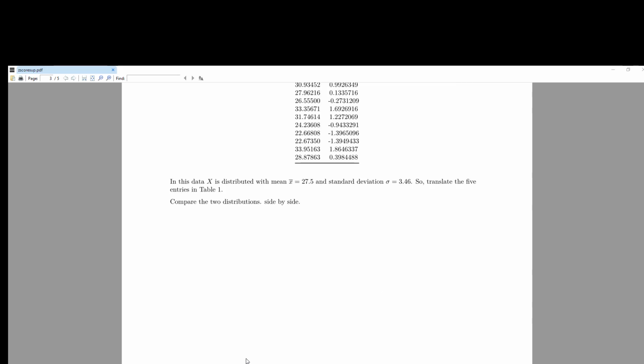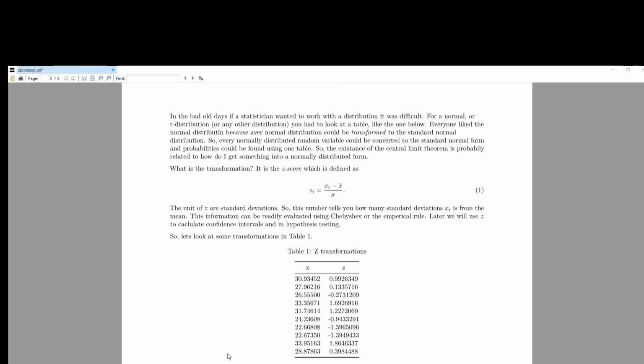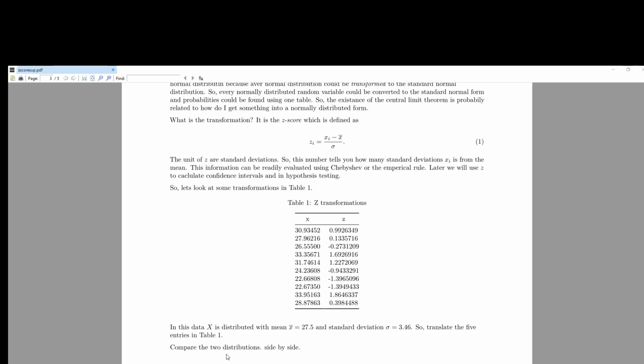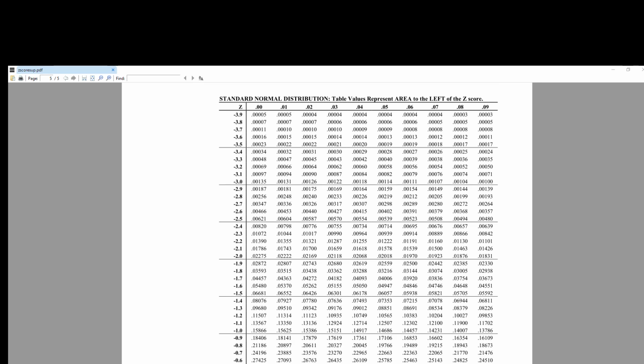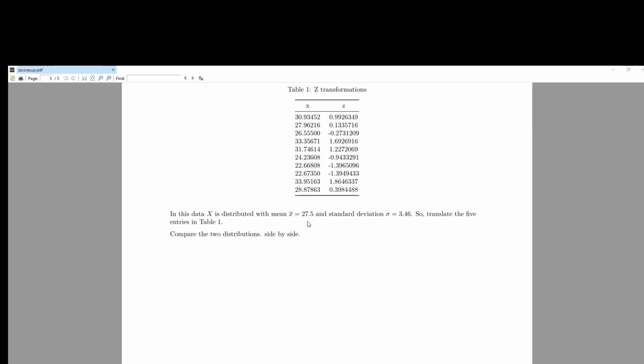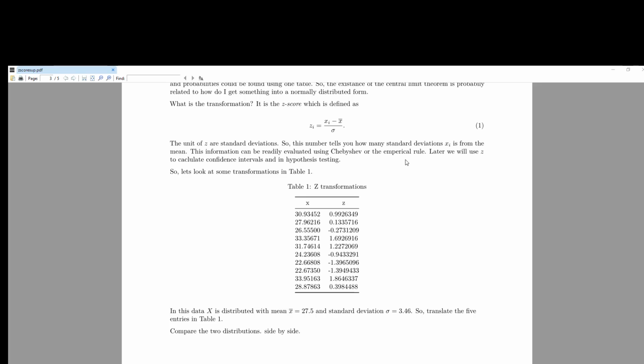So we don't have to do these transformations anymore for lack of being able to compute. And the tables, which I included one down here, while they can still be used to help me calculate probabilities, are also not particularly useful anymore. But knowing how many standard deviations away from the mean a number is can help me use Chebyshev or the empirical rule and quickly get a feel for how spread out my data is.